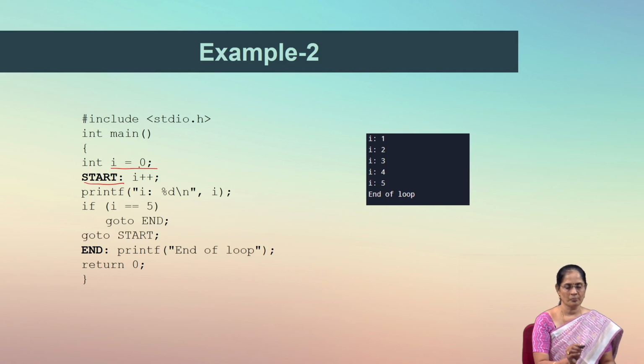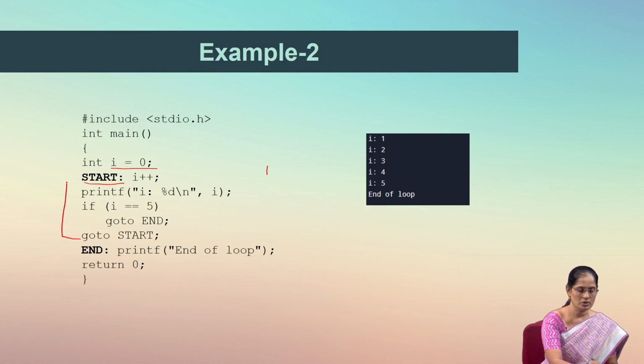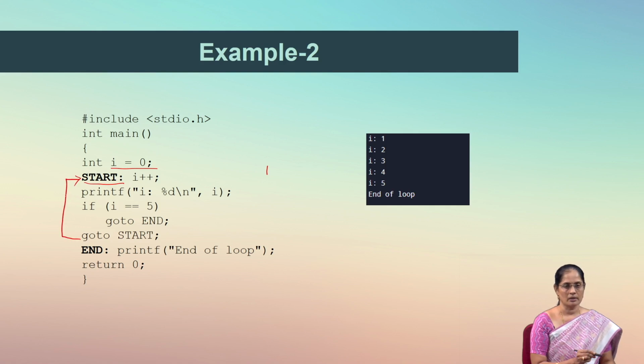Initialize to 0 and it goes to the start label, it gets incremented by 1 for the first time and we are displaying its value using printf statement. Then we are checking if the value of I is equal to 5. It is not equal to 5. So, we are making the go to statement go to start again. Again we are incrementing its value by 1. So, we display its value, now it becomes 2. Then we are checking whether I is equal to 5.